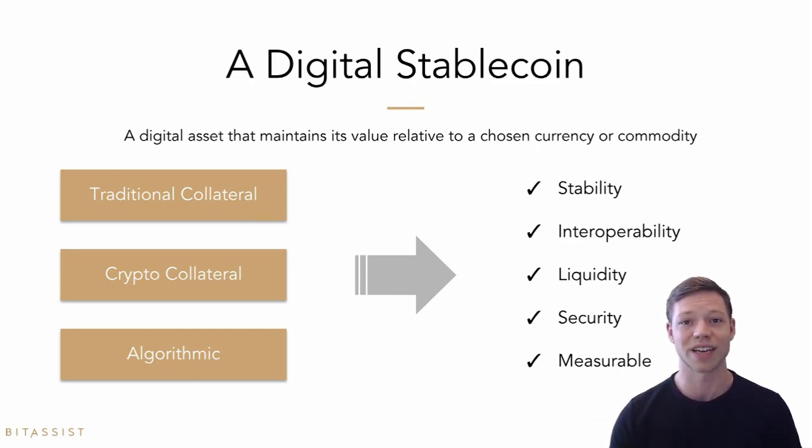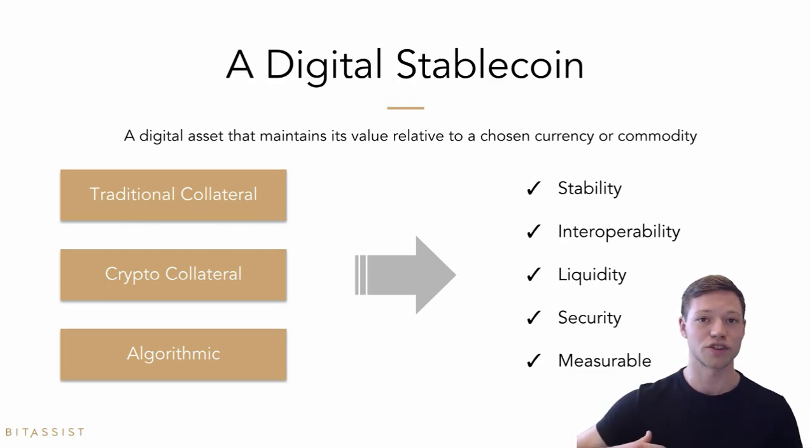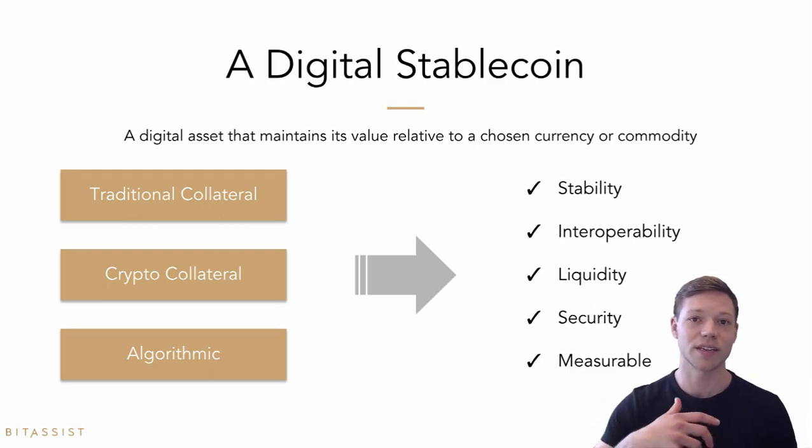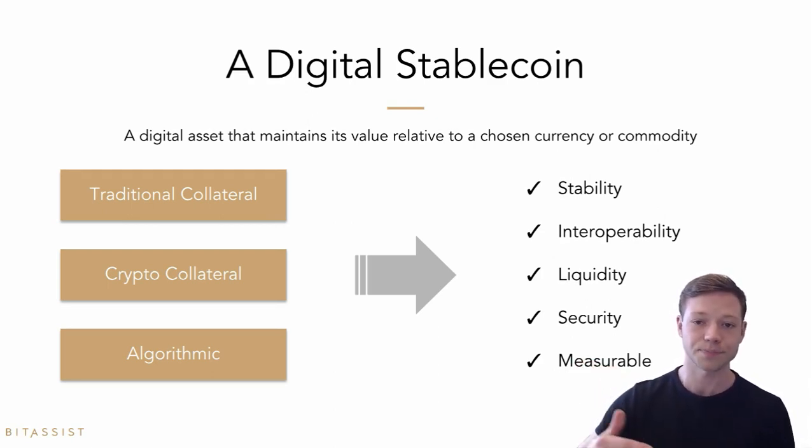Those that are traditionally collateralized, which means backed by fiat, those that have crypto as their collateral, and the third, which is algorithmic, which basically means they have a mechanism in the code that releases more of the currency in order to drop the price, or restricts the supply of that currency in order to increase the price.